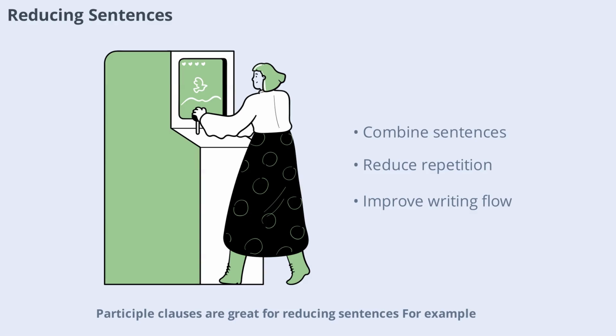Participle clauses are great for reducing sentences. For example, instead of saying, he was walking down the street, he found a lost wallet, you can combine them. Walking down the street, he found a lost wallet. This not only shortens your writing but also makes it more engaging and direct.